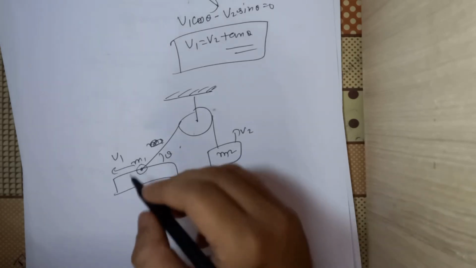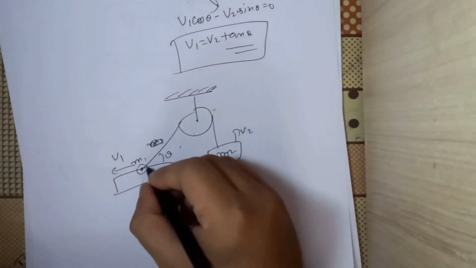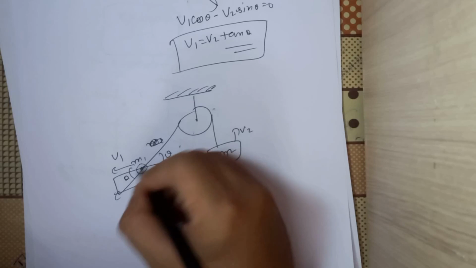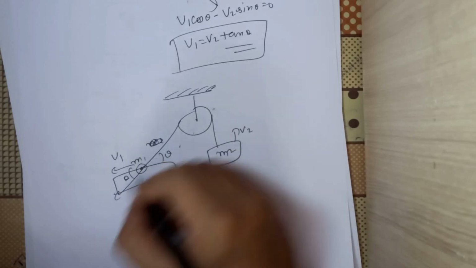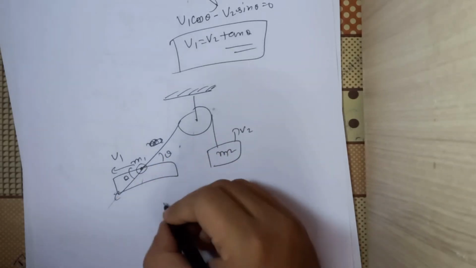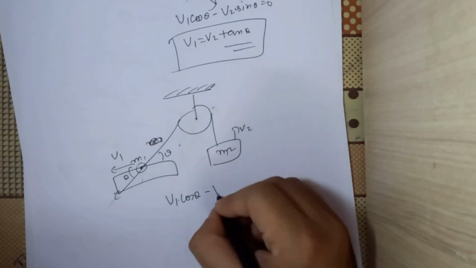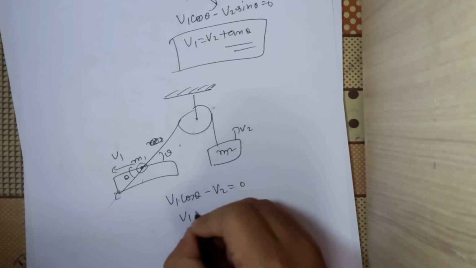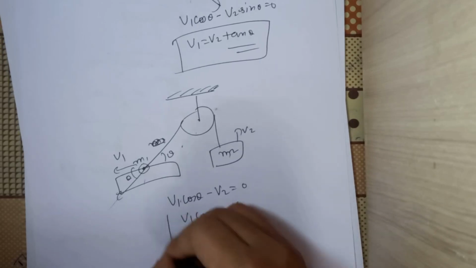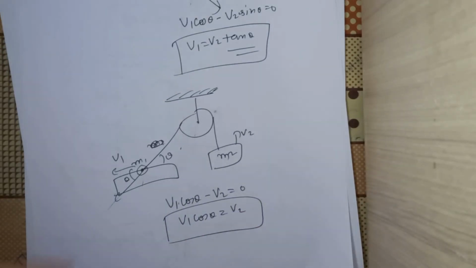You can simply say that the length of this rope should not change. So if this is v1, this will be v1 cos theta. So this m1 is increasing the length of this rope in this direction by v1 cos theta, and this will be decreasing the length of the rope in upward direction by v2. So this should be 0. So we can say v1 cos theta should be equal to v2. This is the constraint relation. So this is the last question that we'll do for constraint motion.